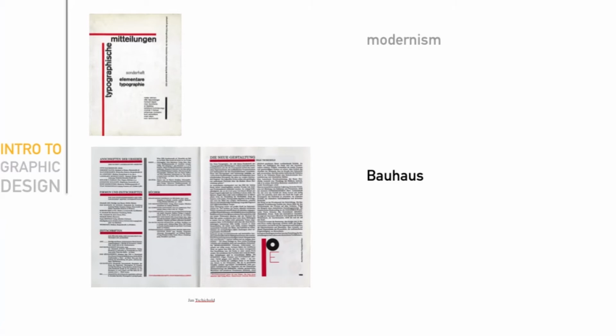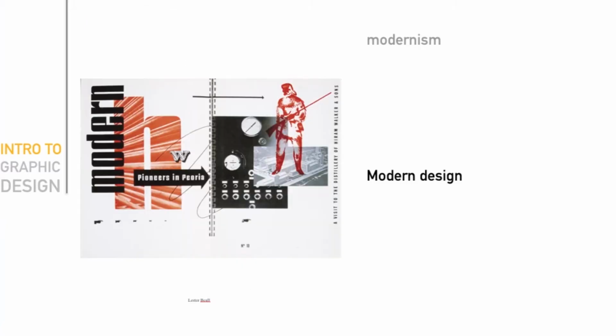We can summarize his work as being focused on principles of asymmetric balance, the use of photography, and sans serif typography. After the Bauhaus was closed and people came to the United States, its philosophies and approaches influenced design in the United States, East Coast, Midwest, and West Coast.